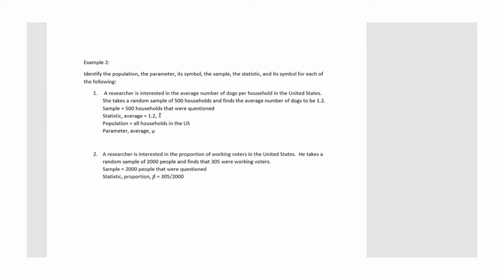All right, now the larger group is our population, and in this instance we're looking at working voters in the United States, but we want the proportion out of all the voters in the United States that are working. So we're really looking at voters in the United States to see how many of them are actually working voters. All right, and then remember that population measurements are called parameters. We don't know what our population parameter is, but we do know we're looking for a proportion. And the symbol for a population proportion is P without the hat.